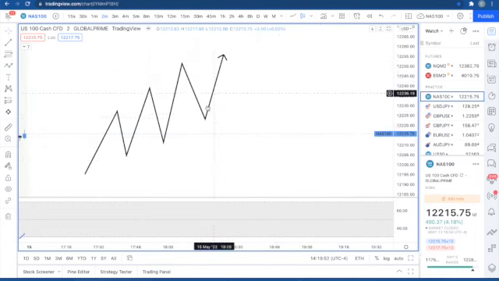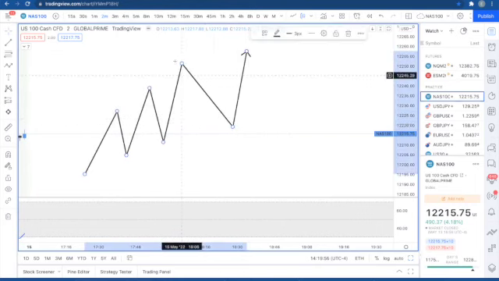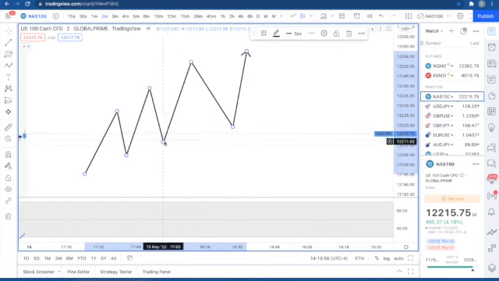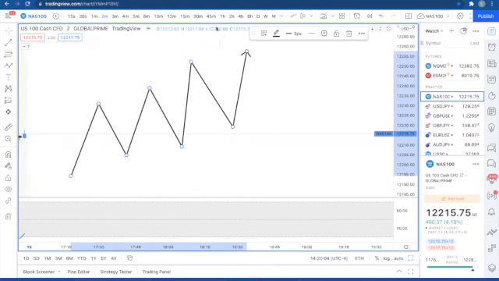All right, so when we're looking at market structure, what we have to keep in mind is that the market has structure in every time frame, right? And what is more prominent is the higher time frame. So let's imagine that this was a daily structure, right? If this was a daily structure, we know that the market is bullish.